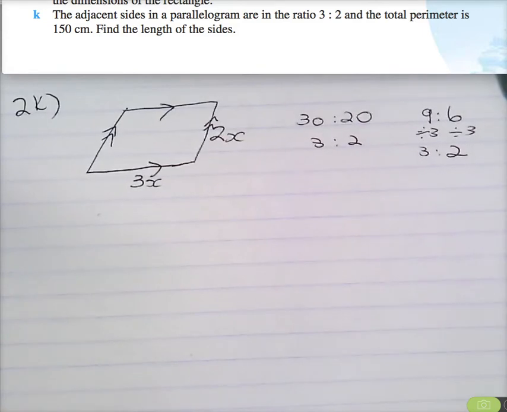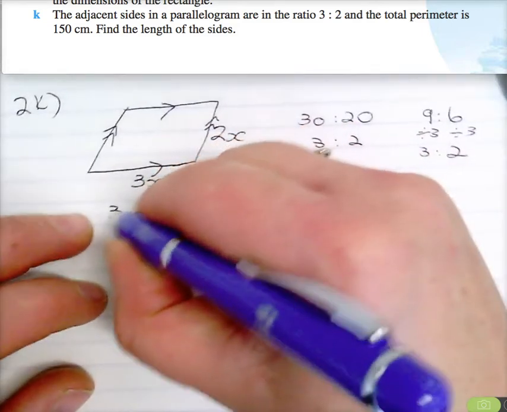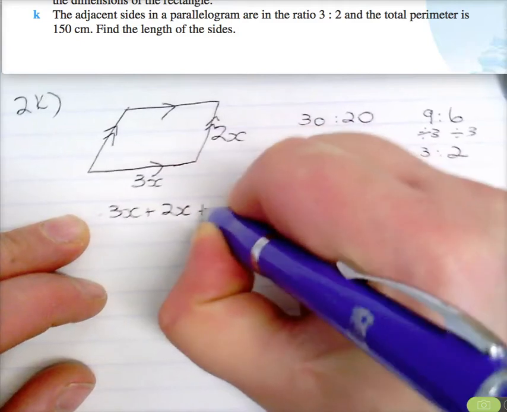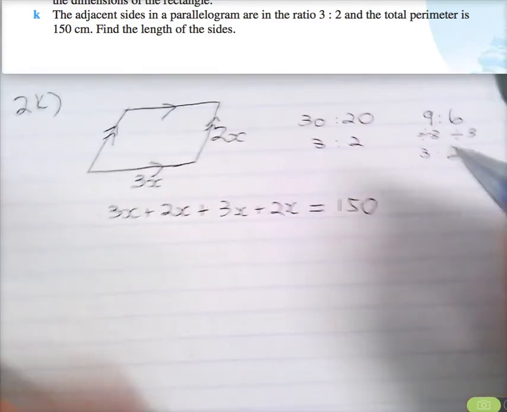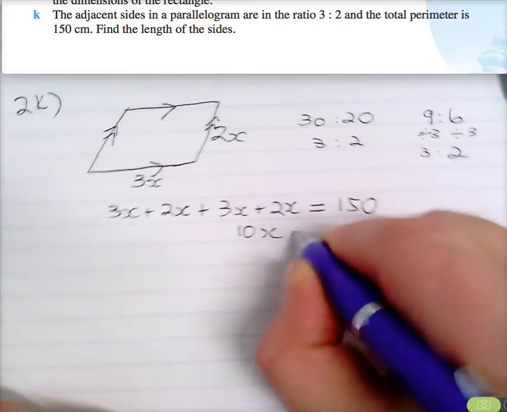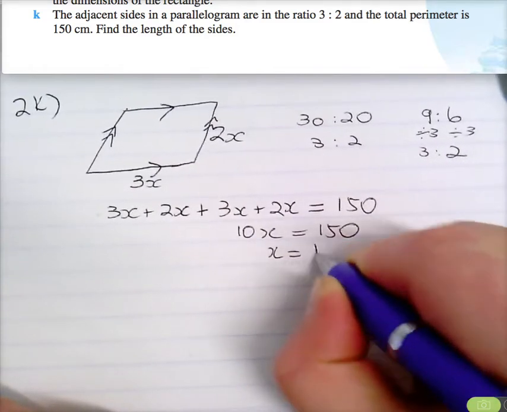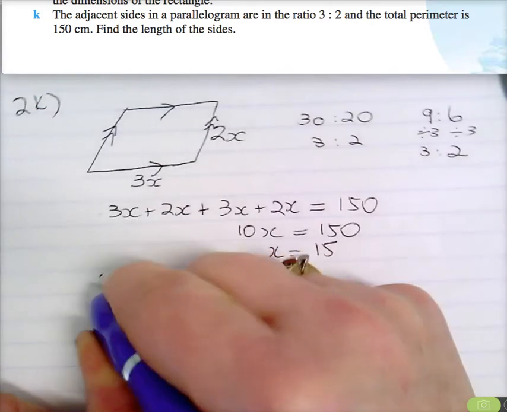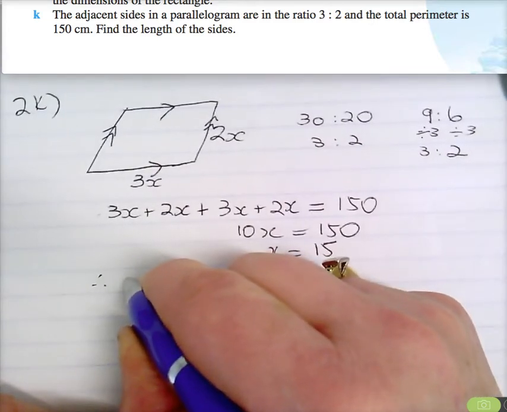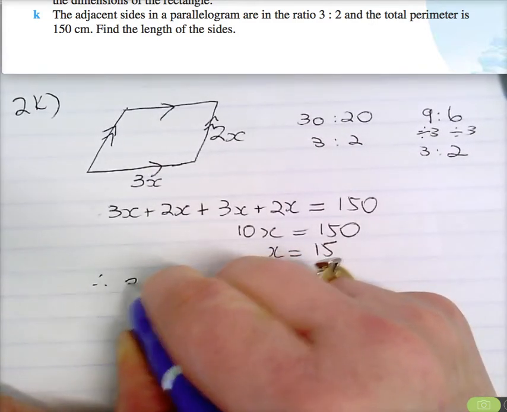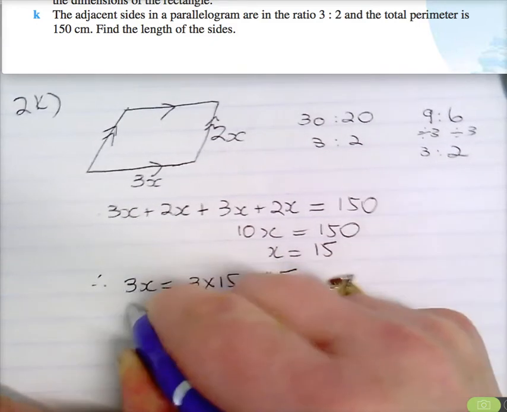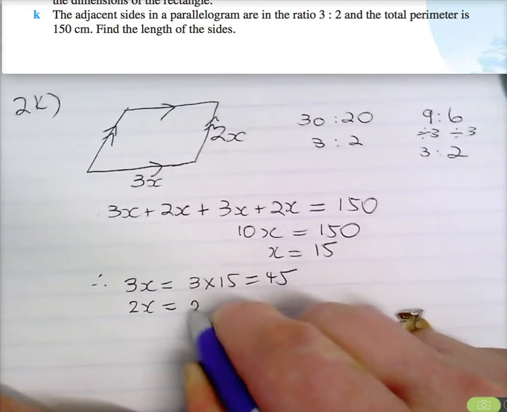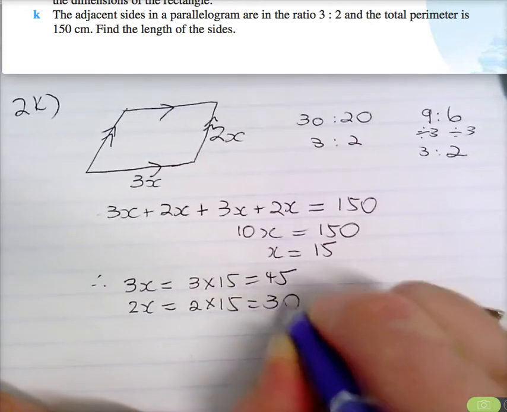Listen, total perimeter is 150. Add them all: 3x plus 2x plus 3x plus 2x is the perimeter, which is 150. 10x is 150, so x is 15. Therefore, the dimensions, the length of the sides: one side is 3x, which is 3 times 15, which is 45. The other one is 2x, 2 times 15 is 30.